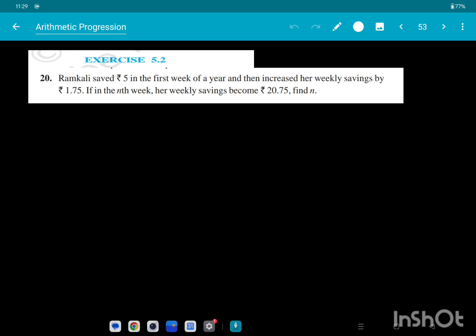Now move on to the next question and the last question of this exercise. Ramkali saved 5 rupees in the first week of a year and then increased her weekly savings by 1.75. If in the nth week her weekly savings becomes 20.75, find the n value. In the first week she has 5 rupees and then increased her savings by 1.75 gradually. If I add 1.75 to 5, I will get 6.75, and so on, until finally she got 20.75.